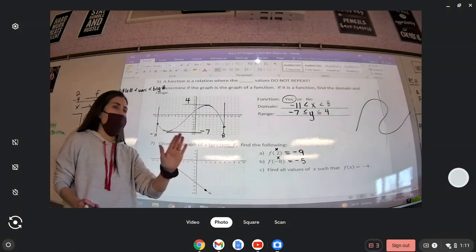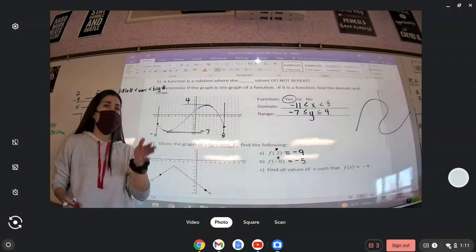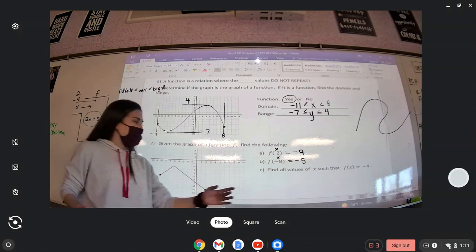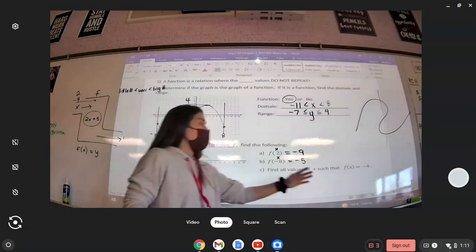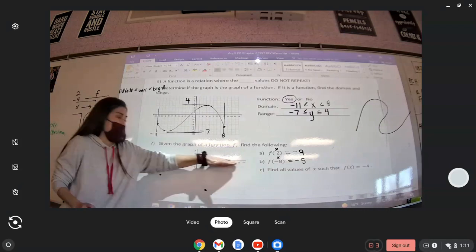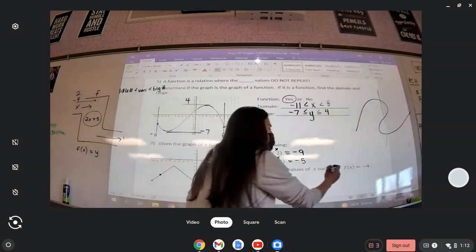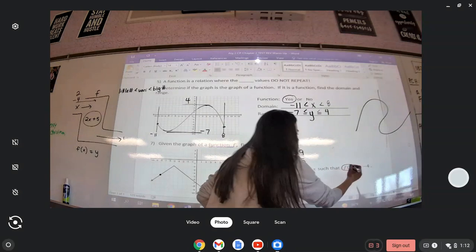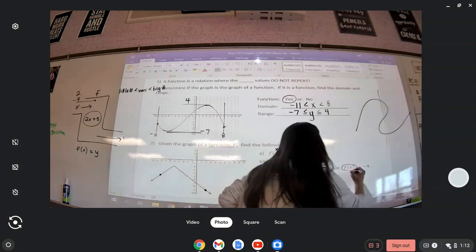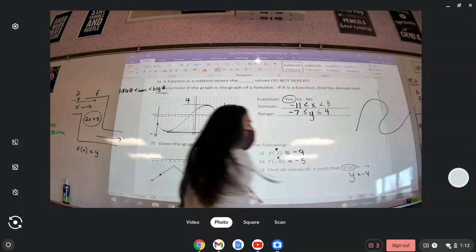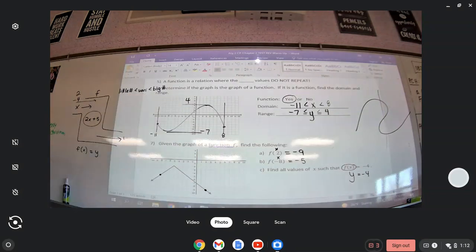Find all values of x such that f of x equals -4. Guys, who'd they ask you to find? So your answers are on the x-axis. Your answers are x values. You want to find x such that f of x, who did we say f of x is as a whole? Y equals -4. So you have to find the points that have a y-coordinate of -4.